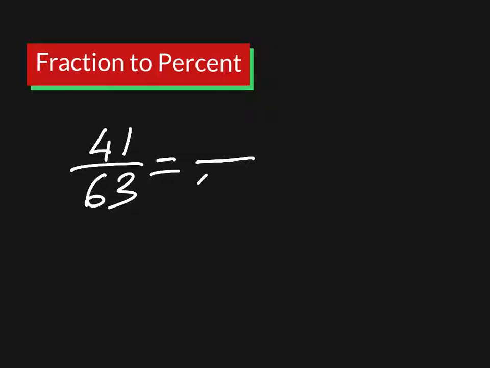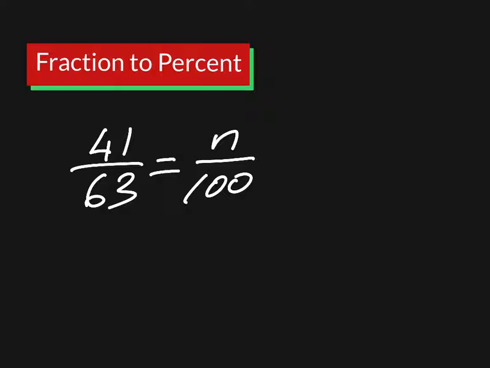So maybe that doesn't seem easier with a simple example like 3/20. Let's try another example. How about 41 over 63? We want to know the percent, so it's going to be equal to something over 100. We need to make an equivalent fraction, and I've got an n here again just to stand for something. It could be an x or a question mark or nothing, doesn't really matter.